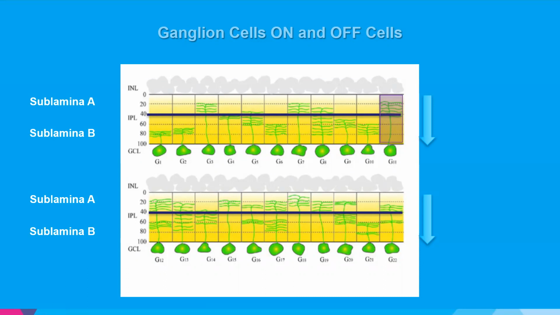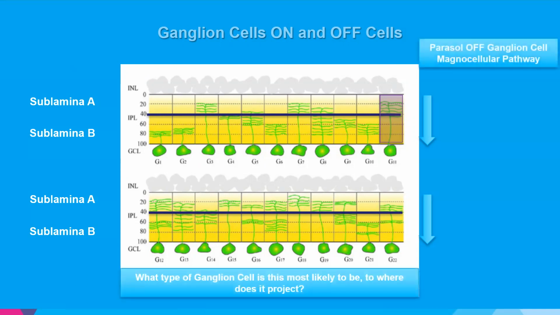Okay, so that is a parasol, or magnocellular ganglion cell. Yep. And where was that, on or off? It's off. And then what does it convey again? Just remind me. Information about motion. Motion, right? Motion. You got it.